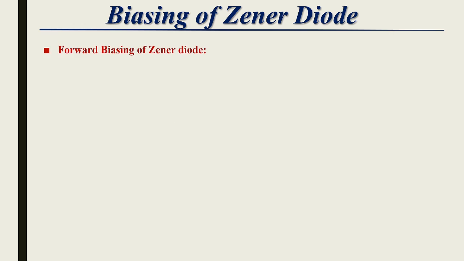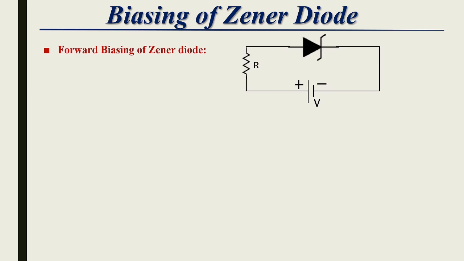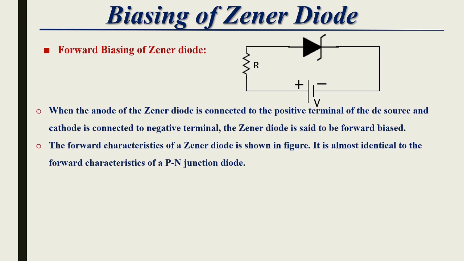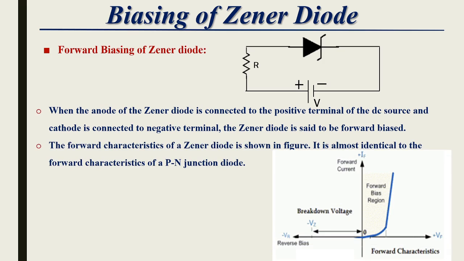Biasing of the Zener diode. So we can bias this Zener diode in a forward mode. So this is the forward biasing of the Zener diode. When the anode of the Zener diode is connected to the positive terminal of the DC source and cathode is connected to the negative terminal, the Zener diode is said to be forward biased. And the forward characteristics of a Zener diode is shown in figure. It is almost identical to the forward characteristics of a PN junction diode. So here we can observe that the forward characteristics of Zener diode are similar or equivalent to the PN junction diode.